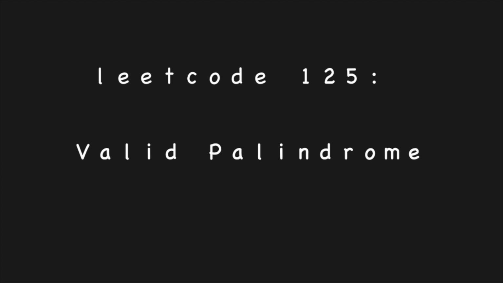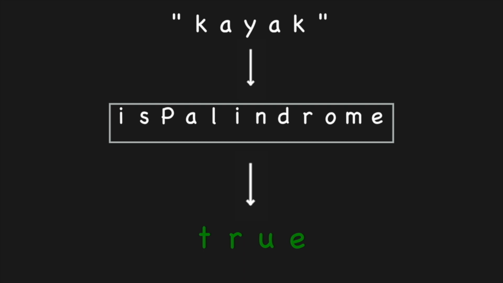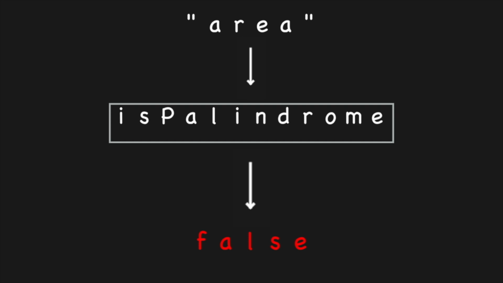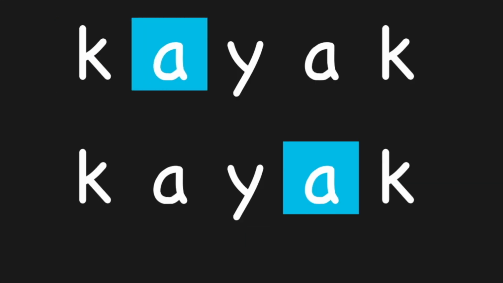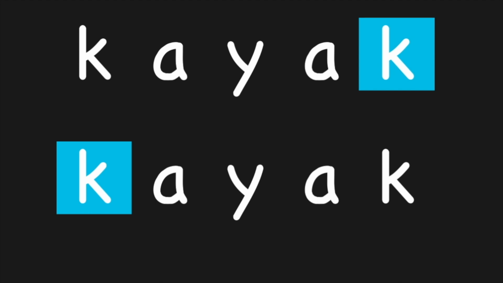In this video, we'll be looking at the valid palindrome problem. We'll implement a method which accepts a string as input and returns true if the string is a palindrome and false if it isn't. For example, kayak is a palindrome because it reads the same forwards and backwards.